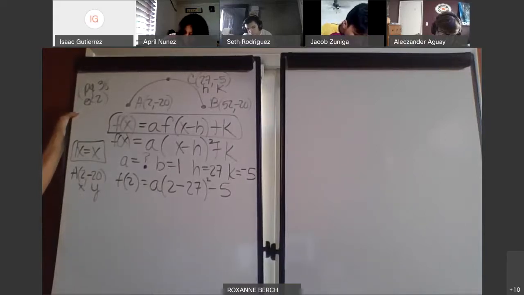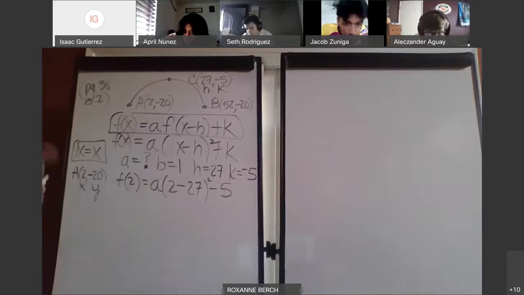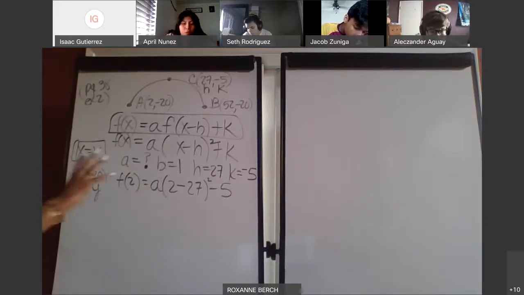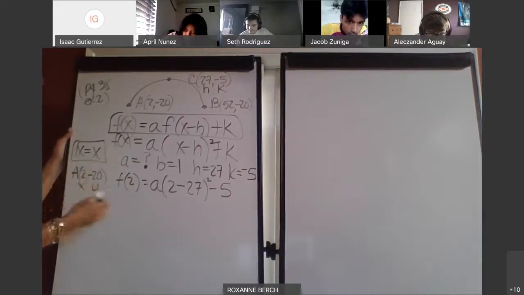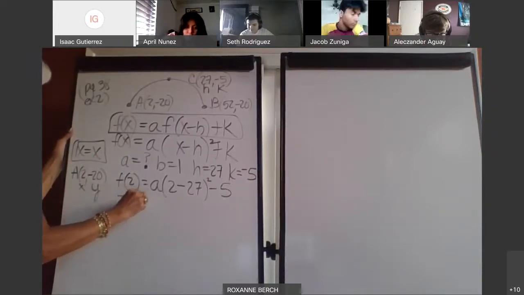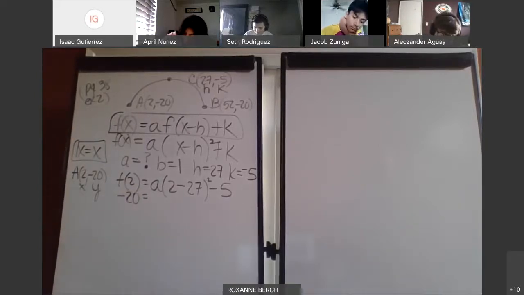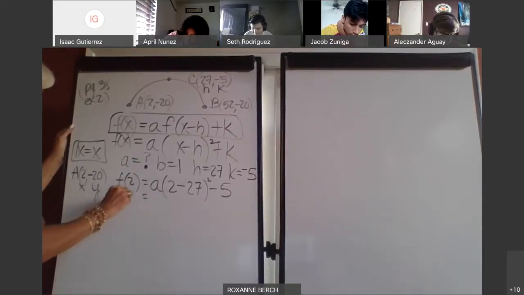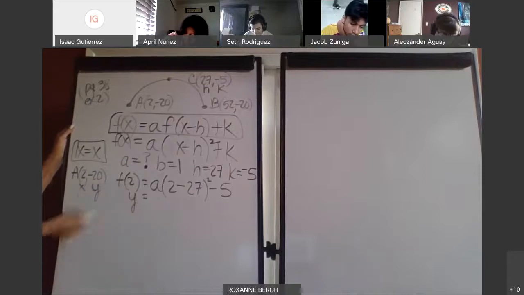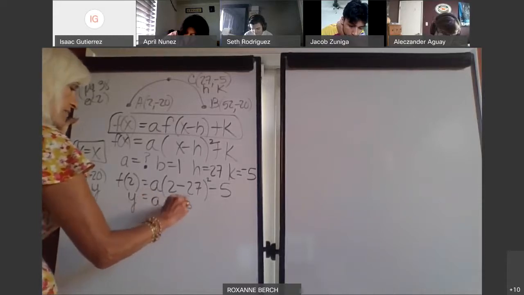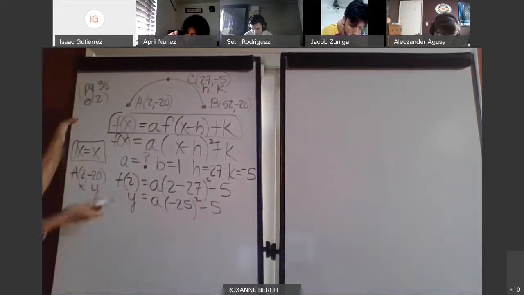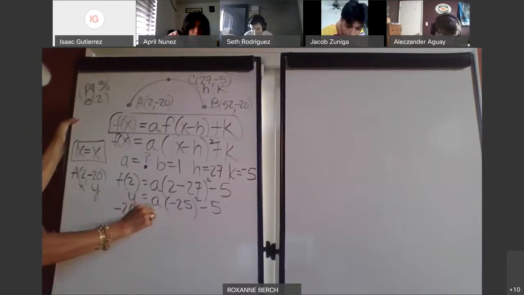Now, people are getting confused with this, and I'm not sure why, but this is a label, and f of 2 means y. So if f of 2 means y, y is -20. Now, if that's confusing you, we can put a y there, and then put -20 on the next step. So this would be -25 quantity squared minus 5. So I'm going to put my -20 in.